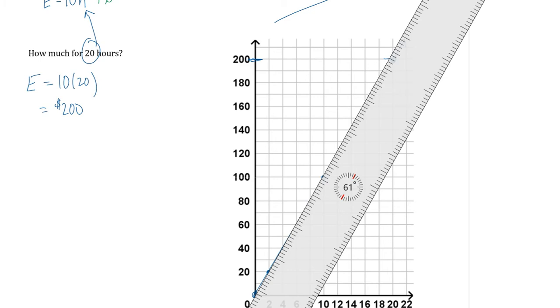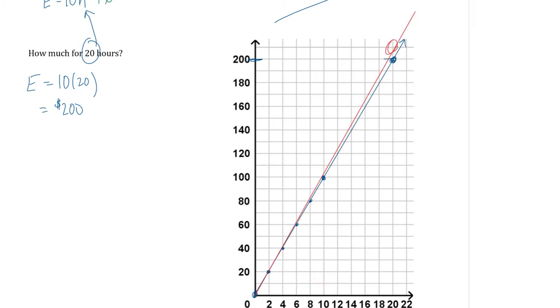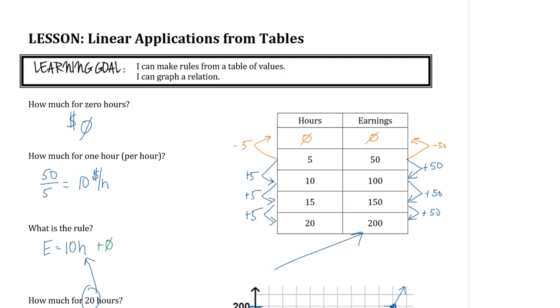But look what happened. Whoops, look what happens when I get up there. It's off by quite a bit. Okay, so I want my line as much as possible to be perfect. And that's how you do it when the number of hours doesn't change.